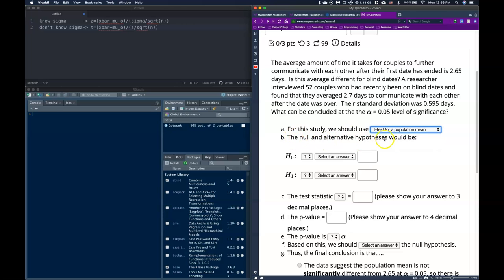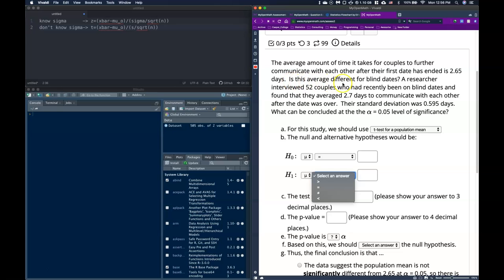Next thing down, the null and alternative hypothesis would be, well, since we're dealing with means, we want to be sure that we grab mu, which is our population parameter that we're interested in. And the null hypothesis is always equal to. And then this one needs to come from greater than, equals, less than. Equals is just a bad one. It's just there to throw you off. So it could be greater than, less than, or not equals to.